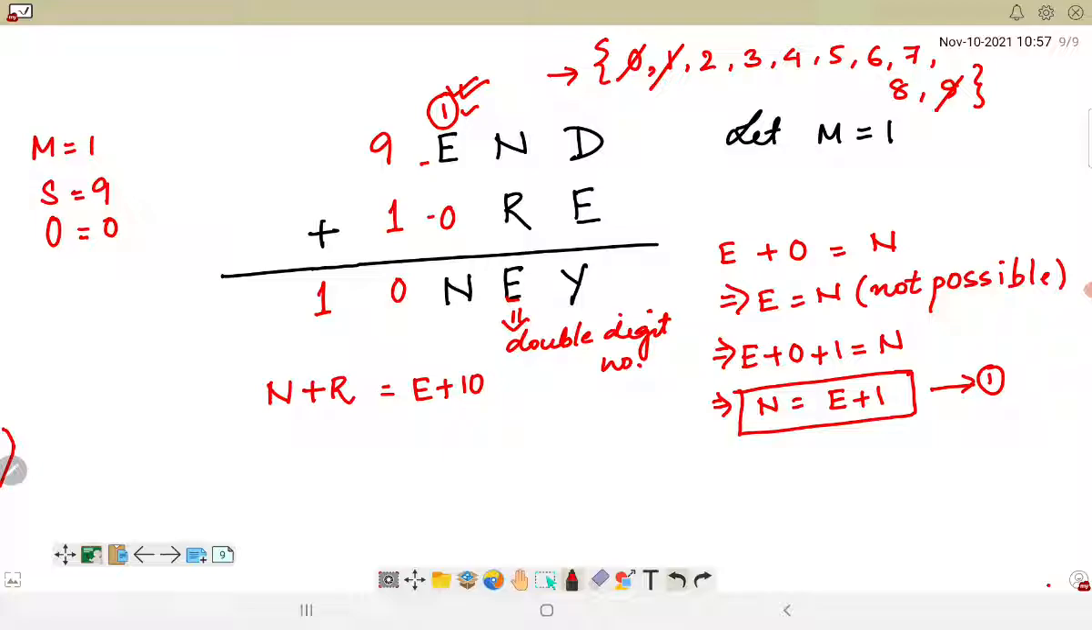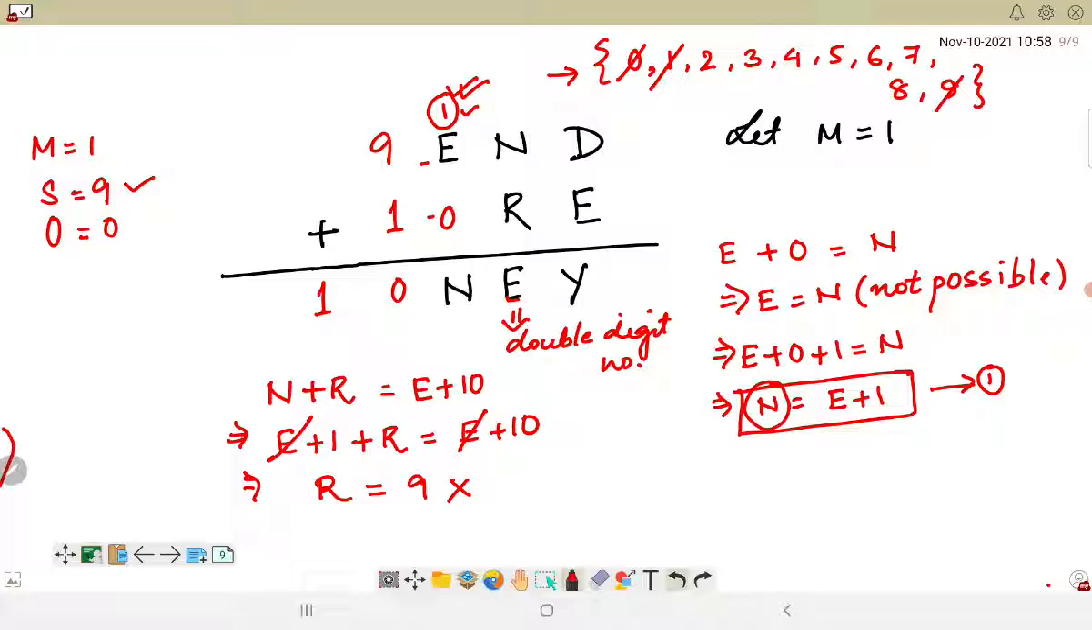So when I'm considering this, I already have the value of n from equation 1. So I will simply replace it as e plus 1 plus r is equal to e plus 10. Okay, so if I'm doing this, what is the value that I'm getting here? E gets cancelled, r is equal to 9. Is it possible? It is not possible, because 9 is already taken by s, right?